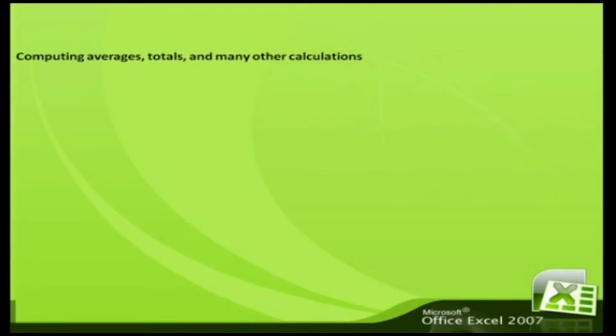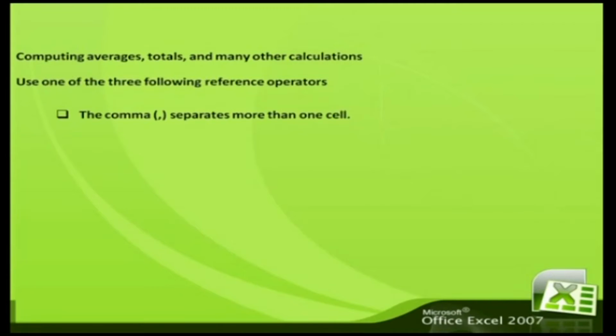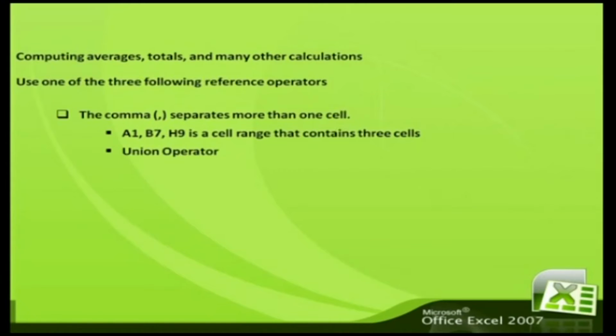To group together a series of cells, use one of the three following reference operators. The comma separates more than one cell. For example, the series A1, B7, H9 is a cell range that contains three cells. The comma is known as the union operator. You can add spaces before or after a comma, but Excel just ignores or removes them.